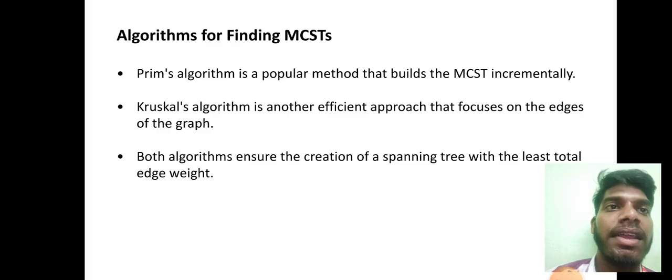Algorithms for finding minimum cost spanning trees. Prim's algorithm is a popular method that builds the minimum cost spanning tree incrementally. Kruskal's algorithm is another efficient approach that focuses on the edges of the graph. Both algorithms ensure the creation of a spanning tree with the least total edge weight.